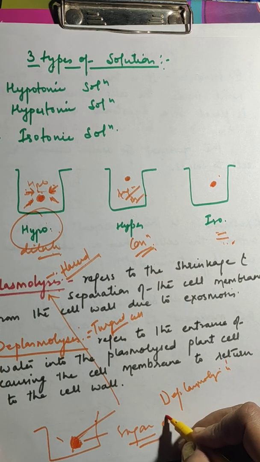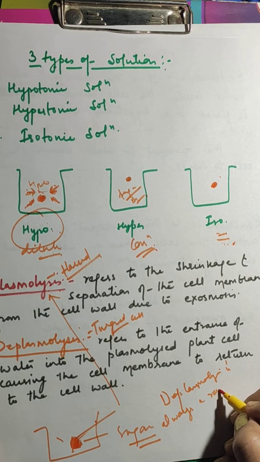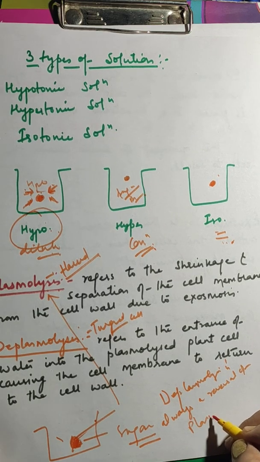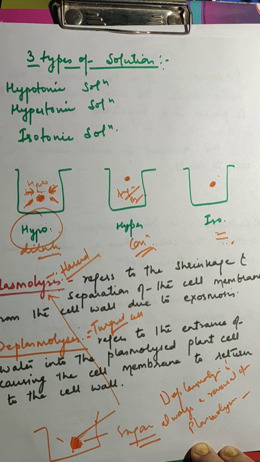So you can say deplasmolysis is always a reversal of plasmolysis. So when a cell is placed in tap water and it regains its shape, this is known as deplasmolysis, or you can say reversal of plasmolysis.